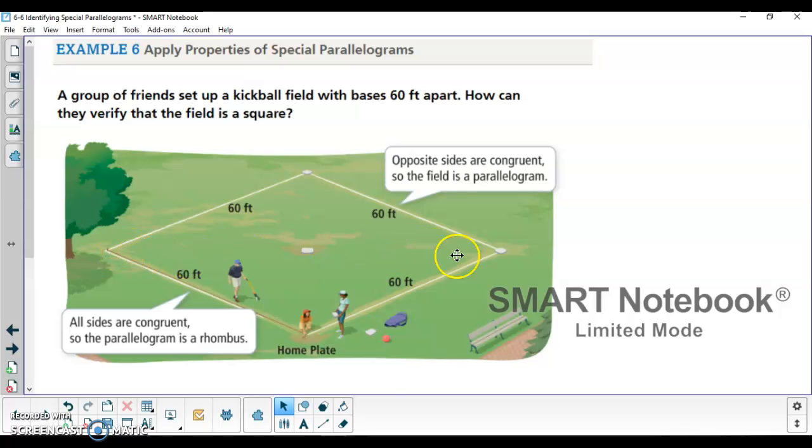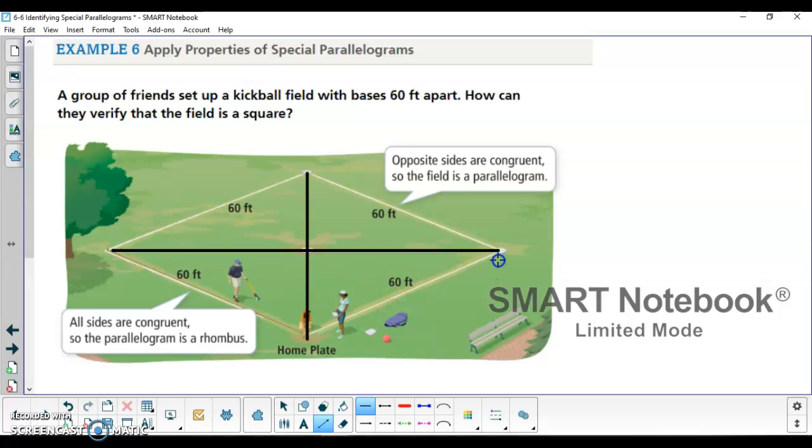Now, do we know enough to prove that it's a square? Well, you can't, unless you get a tape measure. You would have to find the distance from second base to home plate and from first to third. If these are the same, we know it's a square. Because remember, by theorem 6.21, which is the one I didn't actually have on the paper there, to be a square it has to be both a rectangle and a rhombus. And theorem 6.21 says that in a rectangle, the diagonals are congruent.